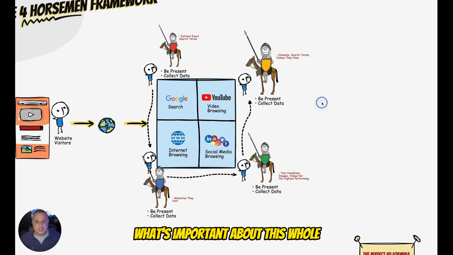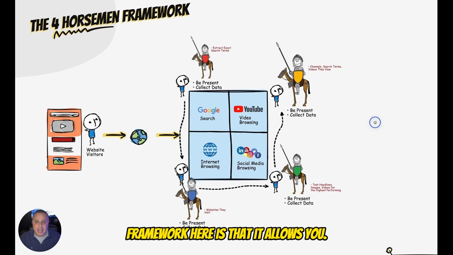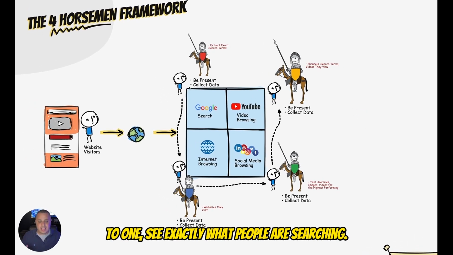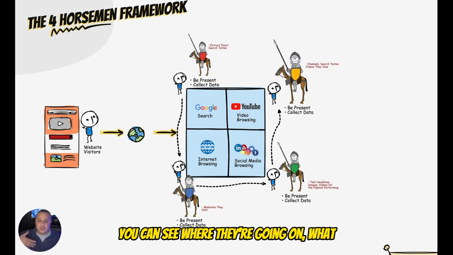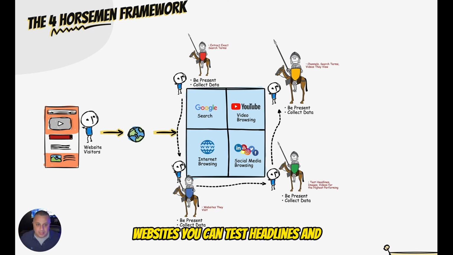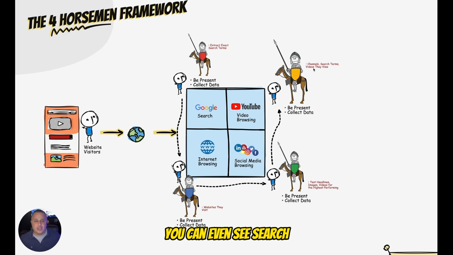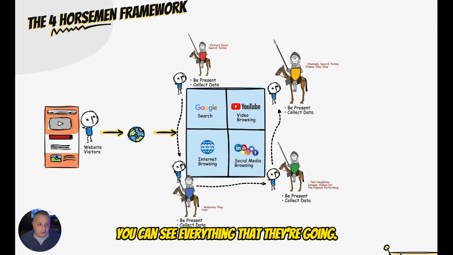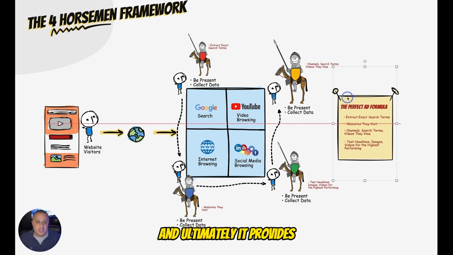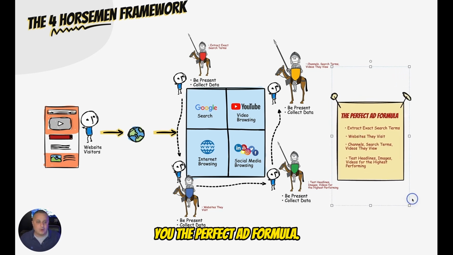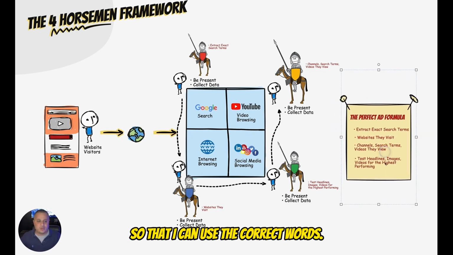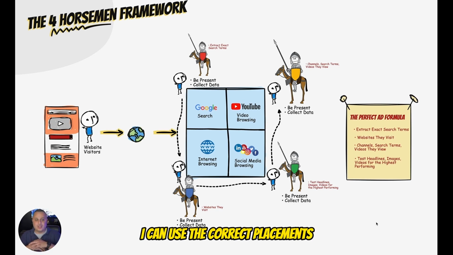What's important about this whole framework is that it allows you to, one, see exactly what people are searching. You can see where they're going, on what websites. You can test headlines and images to find the highest performing ones. You can even see channels, search terms, and videos. You can see everything they're doing. And ultimately, it provides you the perfect ad formula, so that I can use the correct words, the correct placements, and the ideal creative.